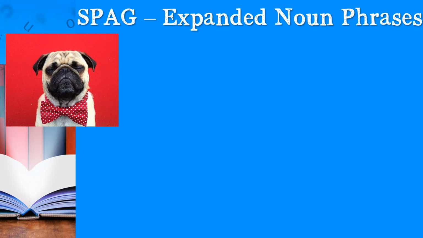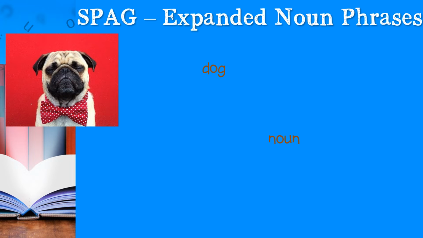So let's refresh, revise, let's recap our learning about expanded noun phrases. So, expanded noun phrases. We're going to start with this picture of this rather grumpy looking little pug wearing a bow tie.